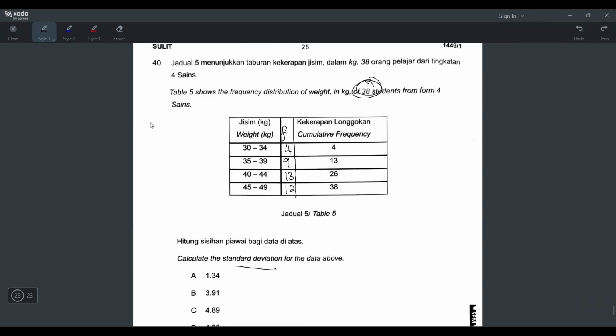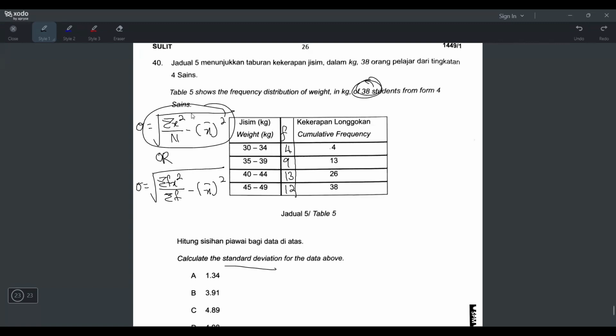Okay, let's talk about the standard deviation formula. Ada dua formula. Okay, so the first formula is square root sum of x square over n minus mean square. This formula we will use when there is no frequency in the data. Bila tak ada frequency baru boleh guna formula ni. Tapi kalau ada frequency kita guna formula lain. Kita guna formula ni. Sum of fx square divide the sum of f minus mean square. Okay. Dua-dua formula ni adalah formula untuk standard deviation, but we use yang atas bila dia ada frequency.